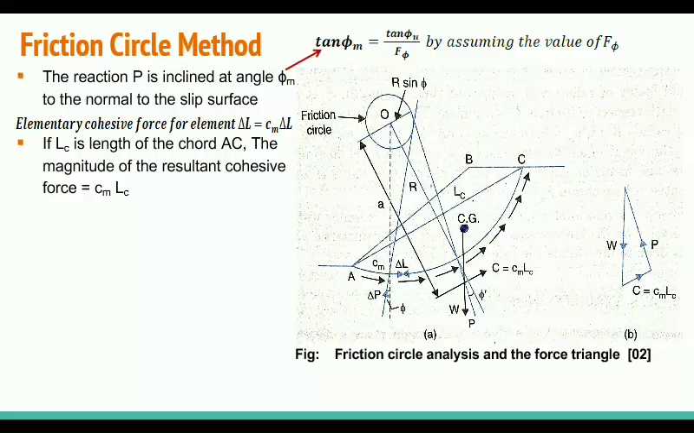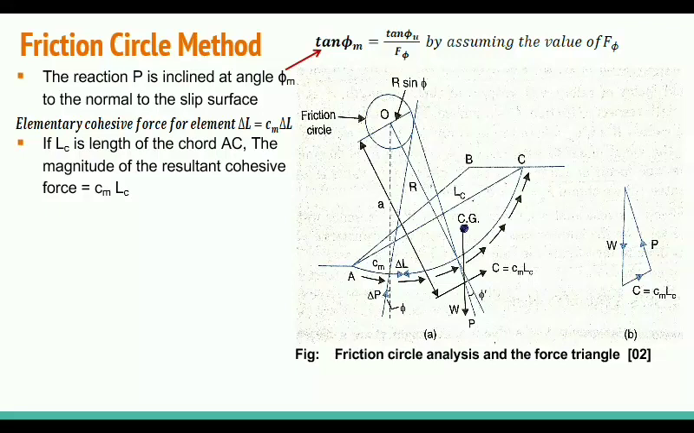So for easier analysis, what can we do? Just assume that the cohesive force acting at the slip surface is acting parallel to the chord AC. So what is the length of chord AC? Suppose the length of chord AC is Lc. So Lc is the length of the chord.